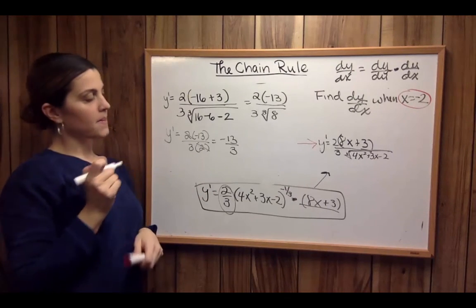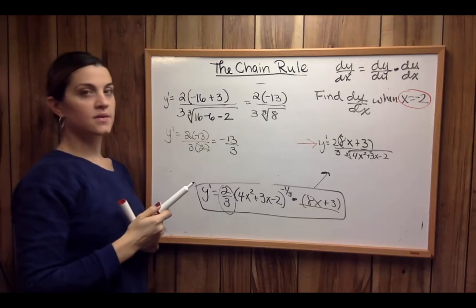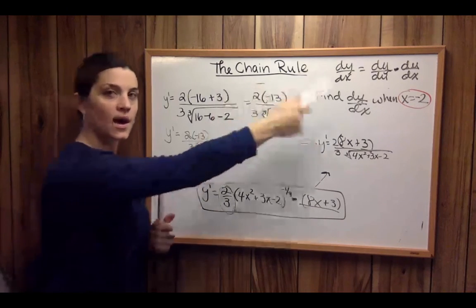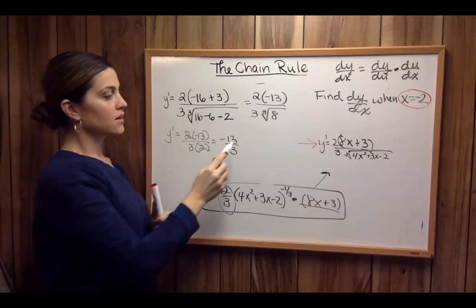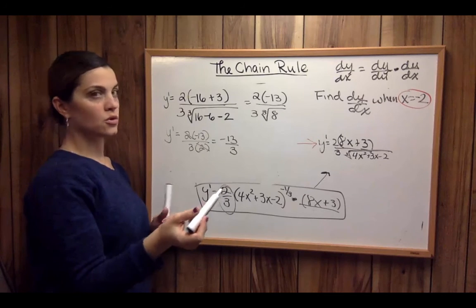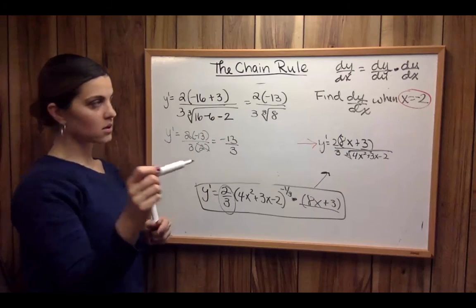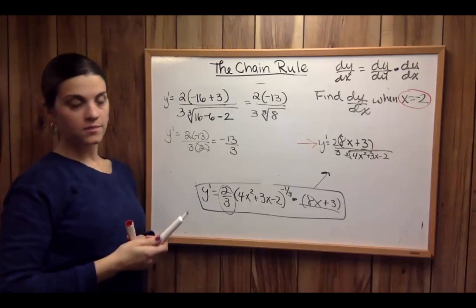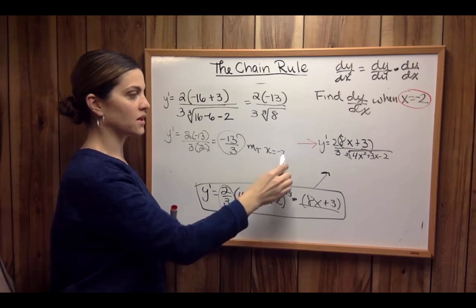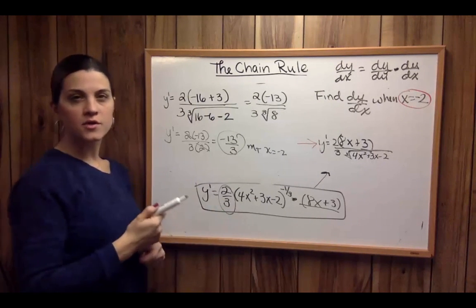Now remember, the derivative at an x value is the slope of the tangent line to the curve at that x value. So negative 13 over 3 is the slope of the tangent line to the original equation, which was the cubic root of 4x squared plus 3x minus 2, squared, at x equal to negative 2. So this is your slope of the tangent line when x is equal to negative 2. Evaluating the expression brings you to that point of slopes of tangent lines.